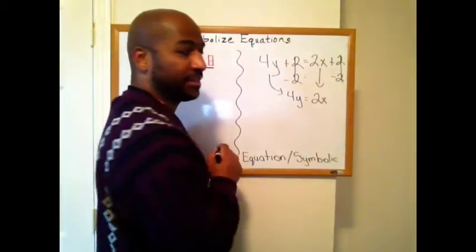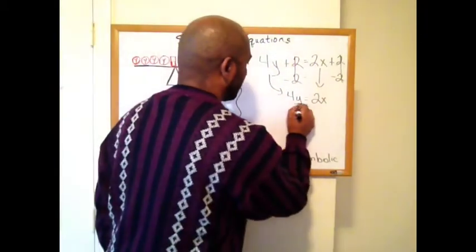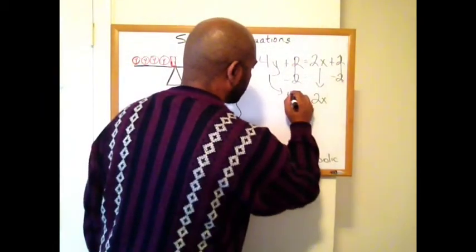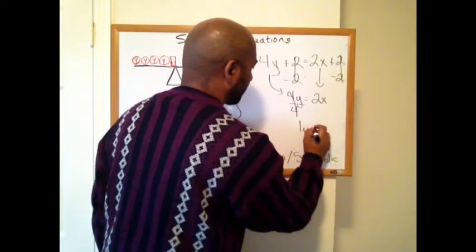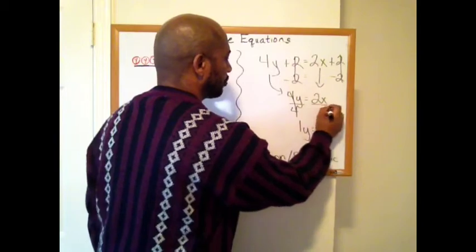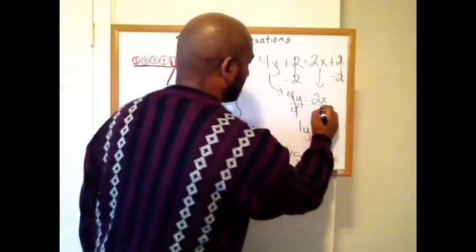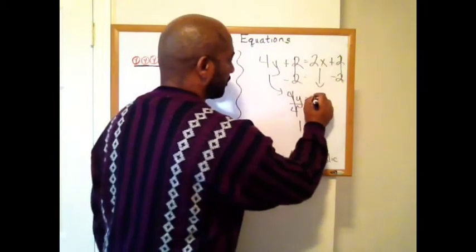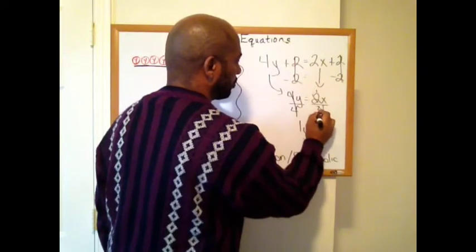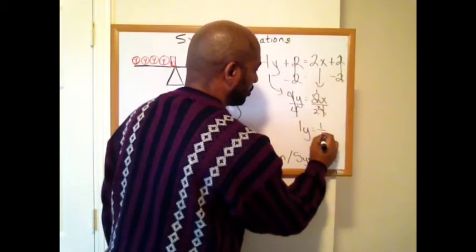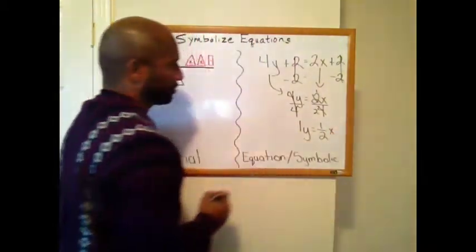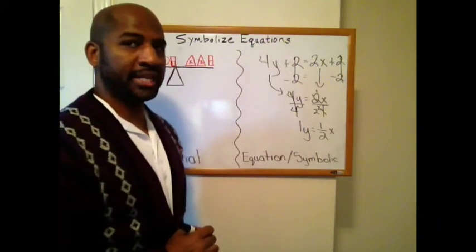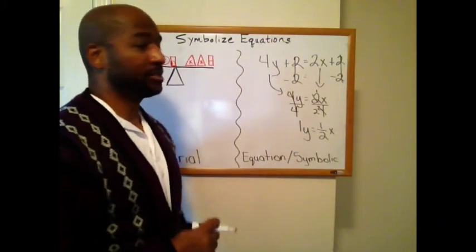Remember, once again, we want to solve for y, which means we want y by itself. For y, we get rid of that by dividing. 4y divided by 4 would equal 1y. We have 2x. Whatever we do to one side, we must do to the other. So we have 2x over 4. Simplify that. So that becomes 1 over 2, which equals 1/2 x. So we see that 1y is equal to 1/2 x. And that's how we solve it for the equation.